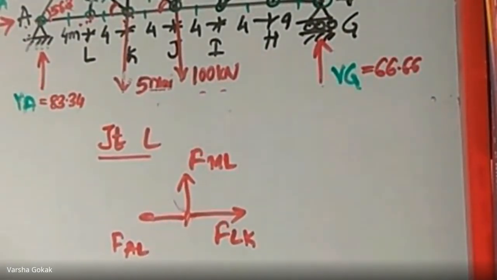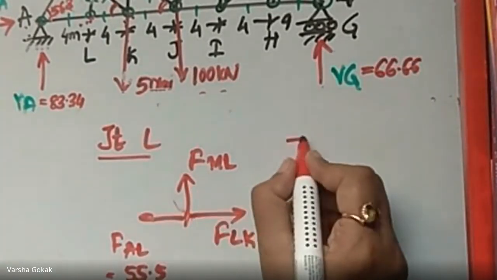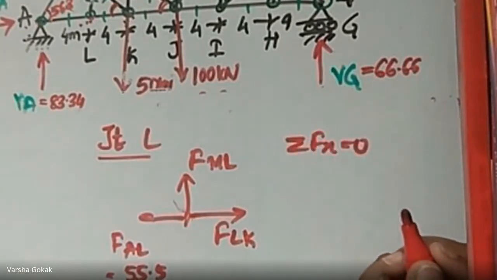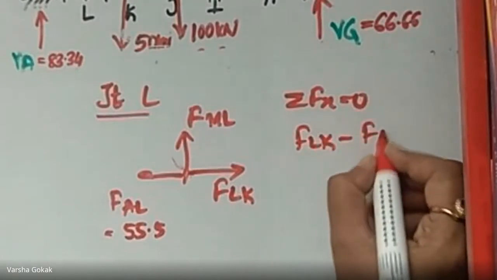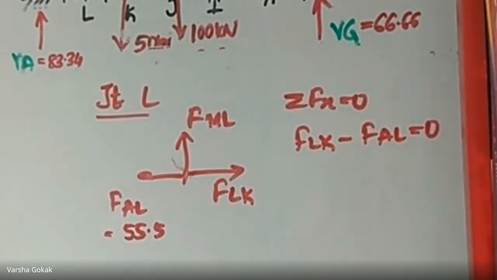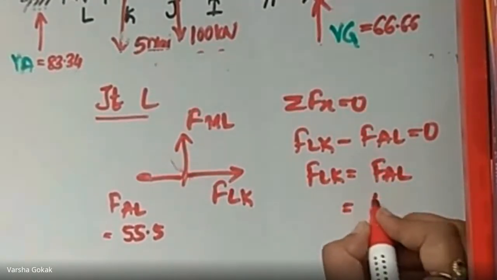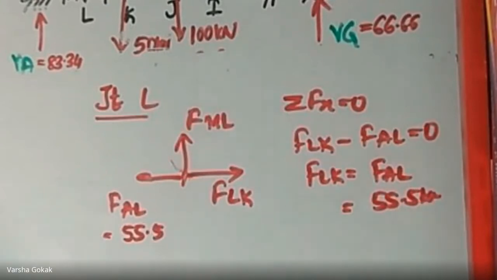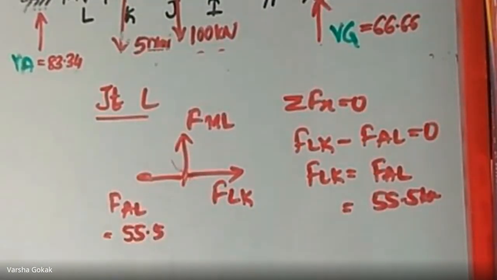All are horizontal or vertical only, so no problem. FAL value I have 55.58, correct? LK we do not know. ML also we do not know, right? So take summation f of x equal to 0. When I take summation f of x equal to 0, FLK minus FAL is equal to 0. So FLK is going to be equal to FAL, which is nothing but 55.5 kilonewton. So LK is 55.5 positive. Correct? This is equal to this here directly, both are opposite.